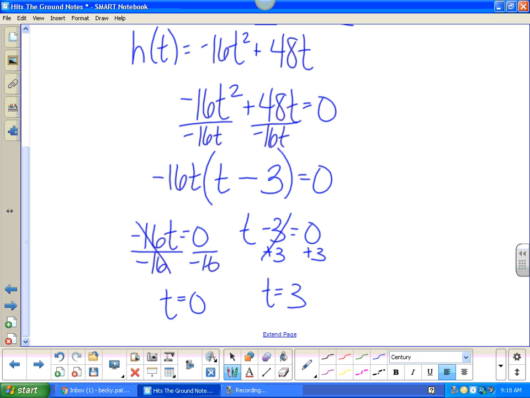So here are my two answers. Here we go. We've got a cannon that's being shot from here to here. This one is when it starts, and this one is when it drops. So I want this one. I want 3 seconds.